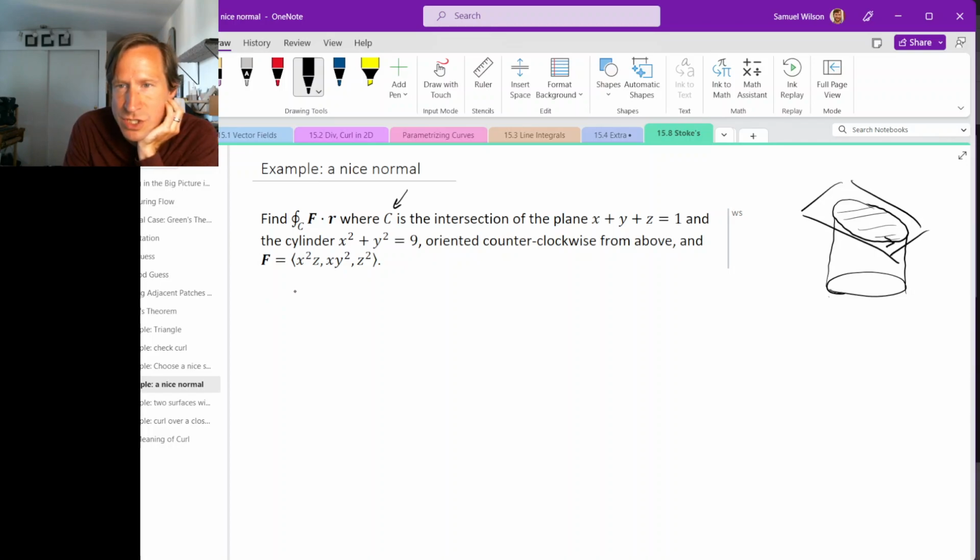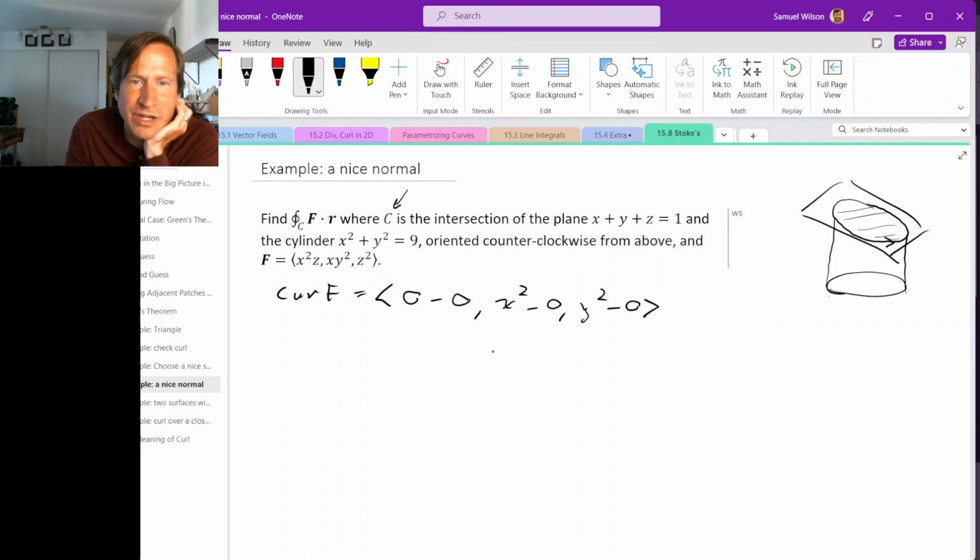So to do that, let's find the curl of f. So it's going to be 0 minus 0, and then x squared minus 0, and then y squared minus 0. Okay, so there's our curl, 0, x squared, y squared.